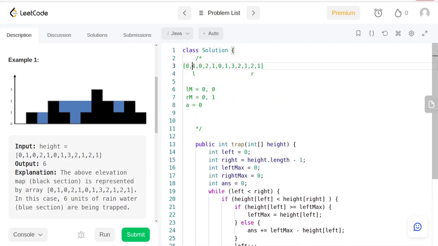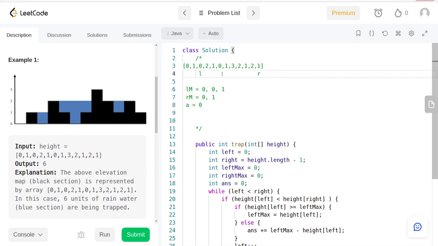Okay, compare this one. Is the left height less than the right height? Yes, it is less than the right height. This time we're only going to process the left hand side. Is this height greater than the left max you have seen so far? Yes, that is the case.